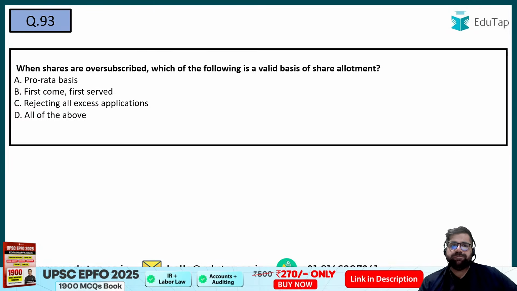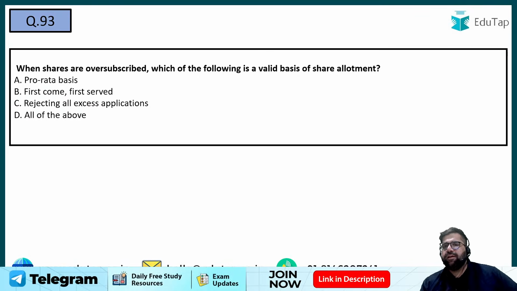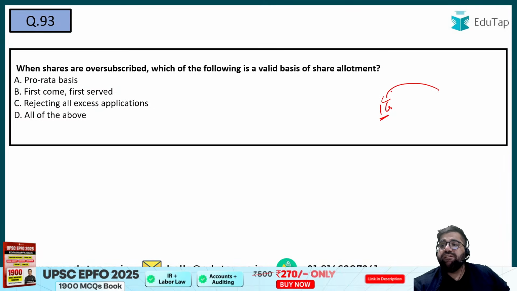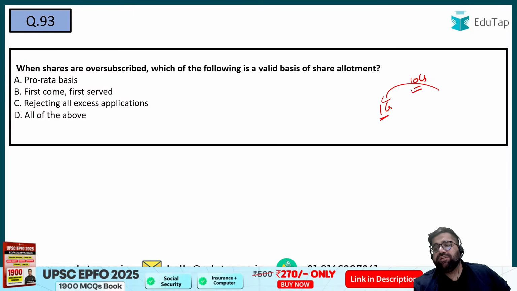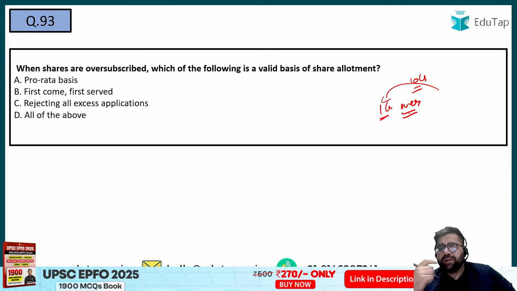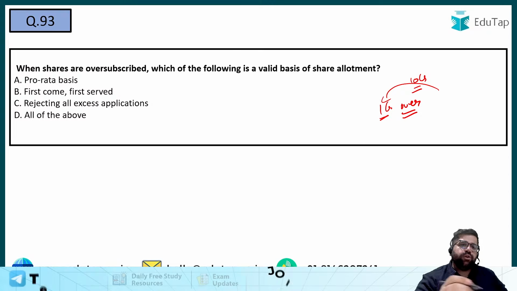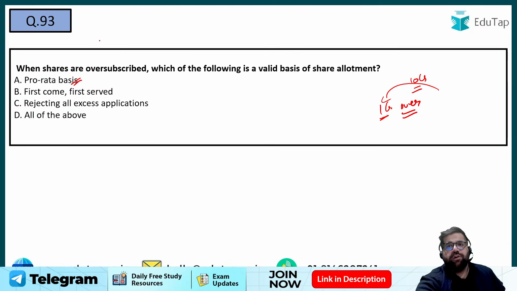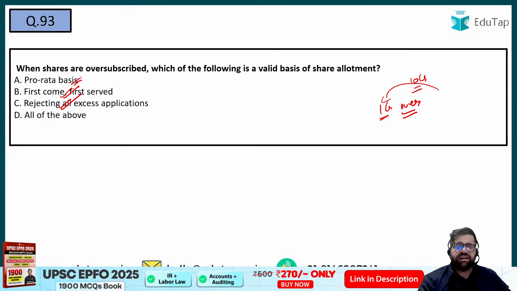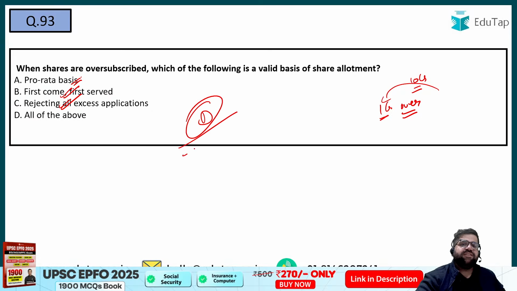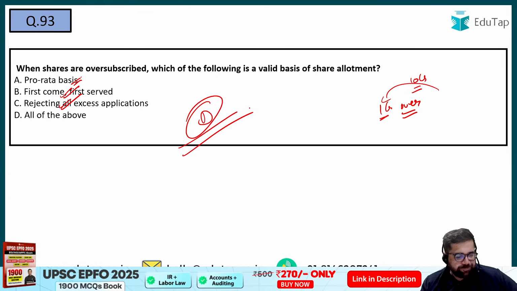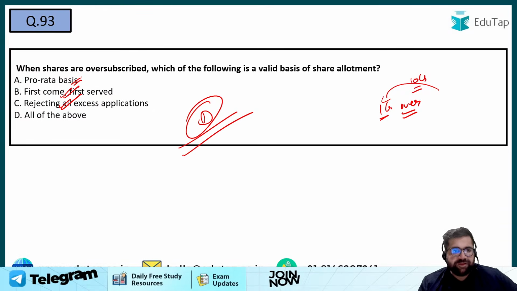93. I need full energy. When shares are oversubscribed, which of the following is a valid base for allotment? If you were going to sell shares worth 1 crore but you received applications worth 10 crore, this is oversubscription. If oversubscription is happening, then you can do pro rata, which is obviously not followed in India, but theoretically you can do first come first serve, or rejecting all the excess applications. All the options are viable, so my answer will be option number D.